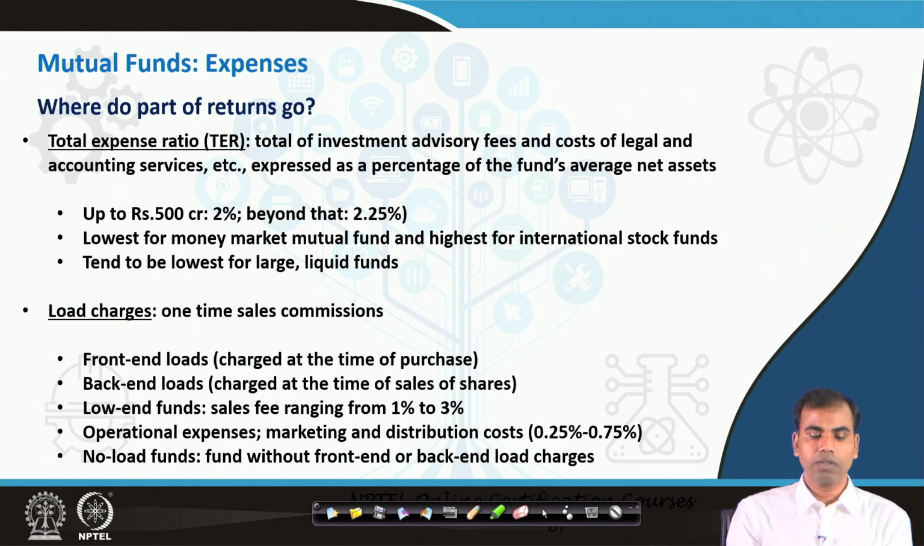Another factor that we keep in mind is the load charges, which is basically a one-time sales commission when the mutual fund is floated. Typically, it is accounted for in terms of front end load, which is charged at the time of purchase, or back end load when you are selling the units of the share. Basically, this back end load is charged as sales commission. Low end funds typically have a sales fee or load ranging from 1 to 3%. It also includes operational expenses, typically marketing and distribution cost of 0.25 to 0.75% in general.